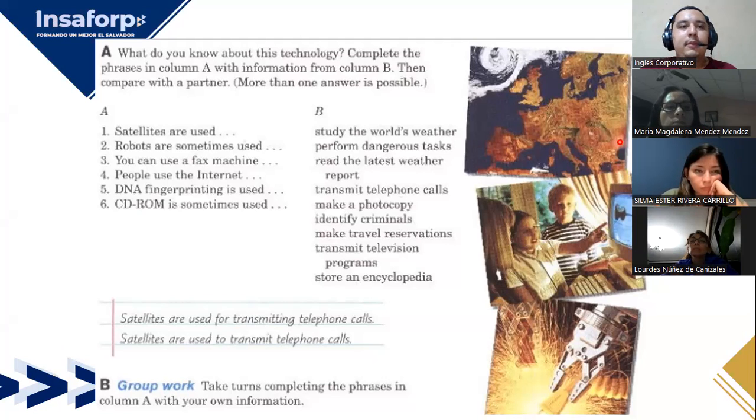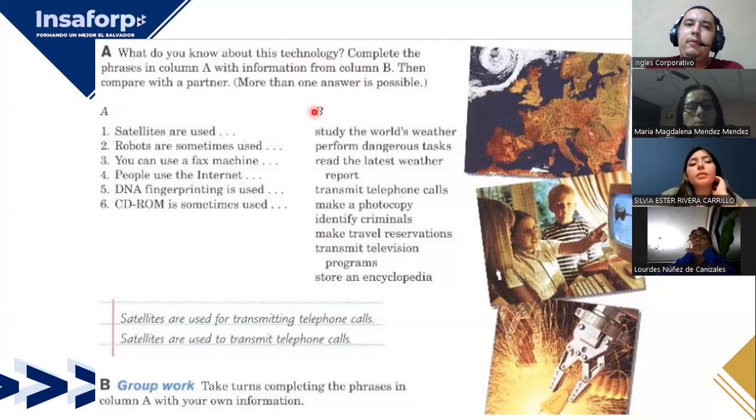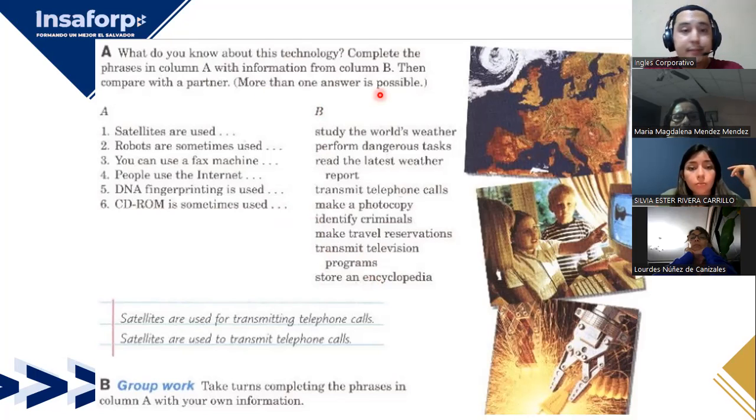Okay, guys, what do you know about this technology? Complete the phrase in column A with information from column B, then compare with a partner. More than one answer is possible. What does it mean that more than one answer is possible? For one sentence you can select maybe two possible answers in column B. If you see, we have a lot of options, right? Here we only have six, and here we have 7, 8, 9, 10, 11. We have more options. That's why I said more than one answer is possible.